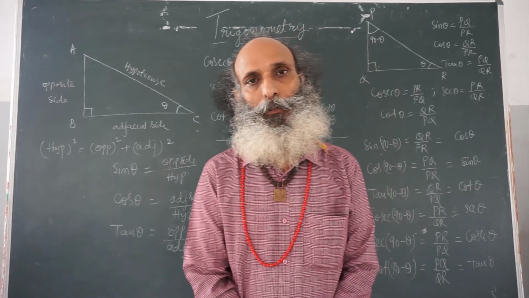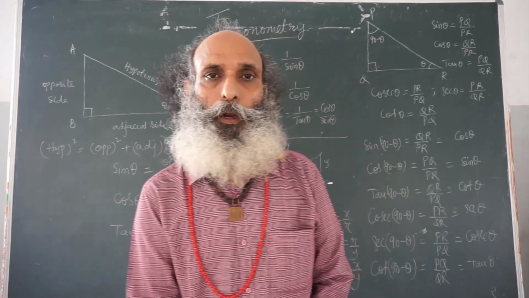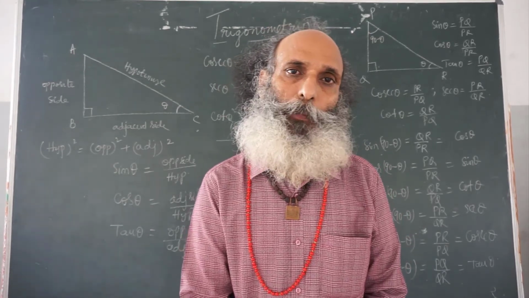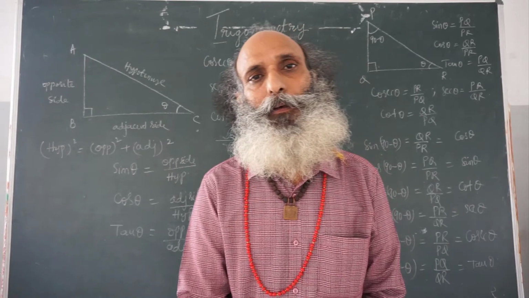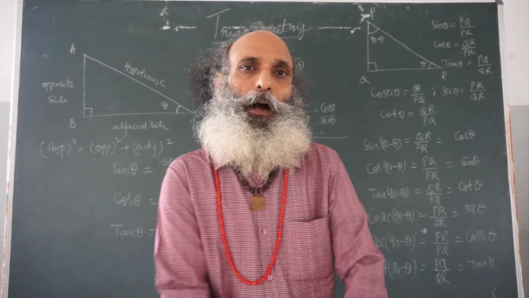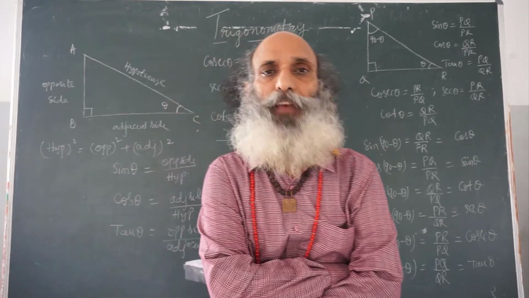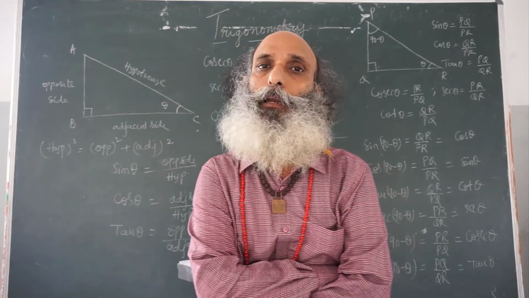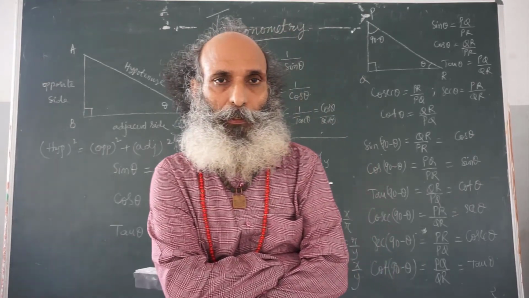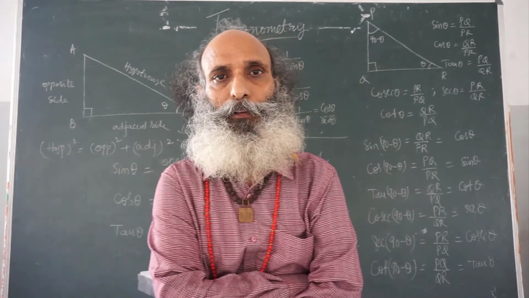Today we are starting trigonometry. Tri means 3, gona means angle, metry means measurement. So trigonometry means measurement of the angles of a triangle, and the ratio of the sides with respect to a particular angle that makes the angle. This trigonometry can be applicable to any triangle for that matter.